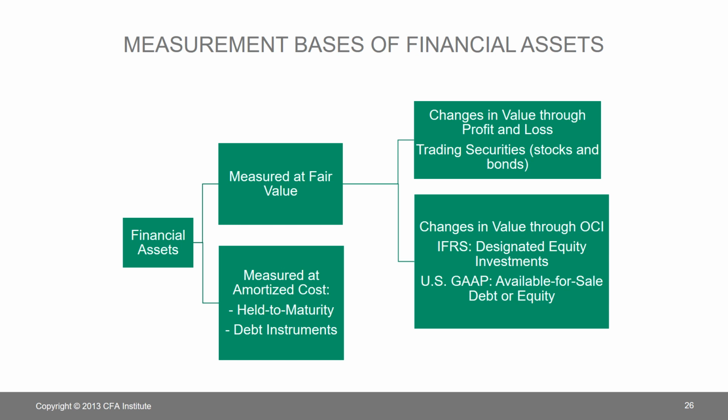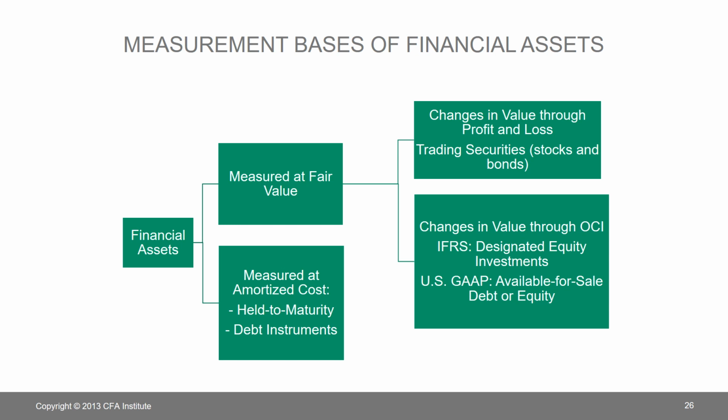Generally speaking, there are two basic alternative ways that financial instruments are measured. The first one is fair value, which is the price that would be received to sell an asset or paid to transfer a liability. And the second way of measuring financial instruments is amortized cost, the amount at which a net asset was initially recognized minus any principal repayments plus or minus any amortization of discount or premium, and of course minus any reduction for impairments.